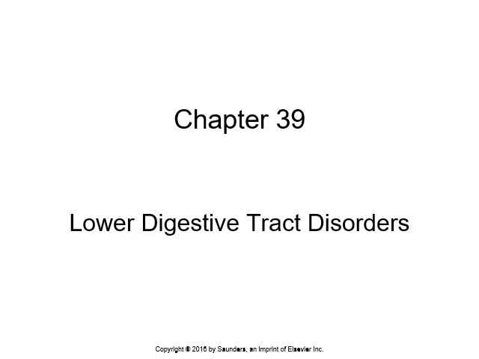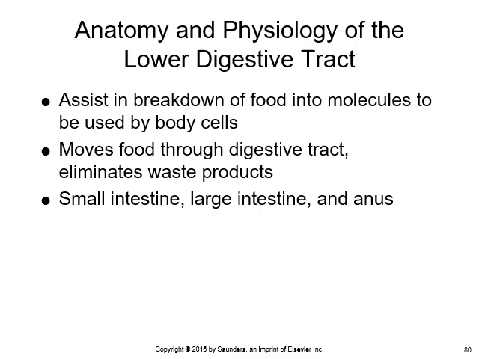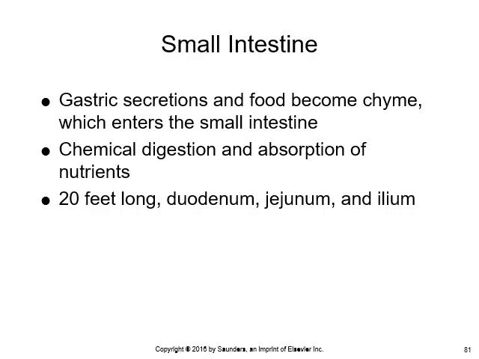All right, chapter 39 is lower digestive tract disorders. The lower digestive tract assists in the breakdown of food into molecules to be used by body cells, moves food through the digestive tract, and eliminates waste products. They are the small intestine and the large intestine, all the way down to the anus. The small intestine is usually 20 feet long, and it consists of the duodenum, jejunum, and ileum. Again, the function is the chemical digestion and absorption of nutrients.